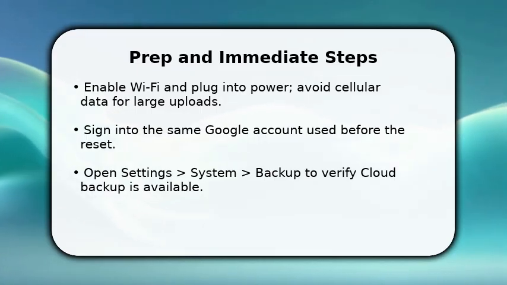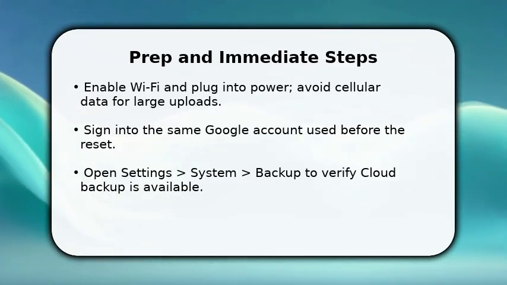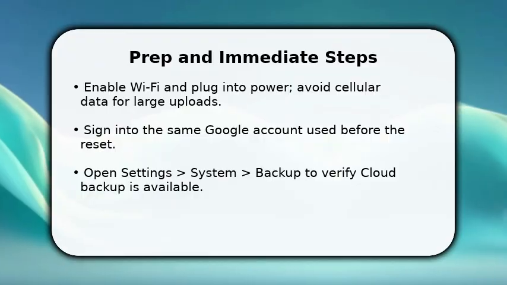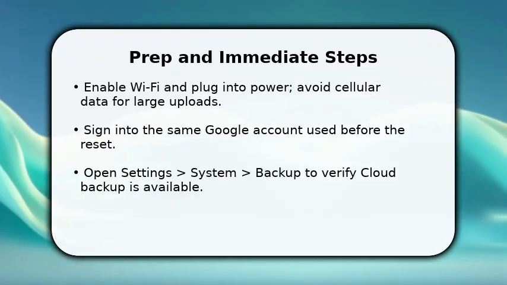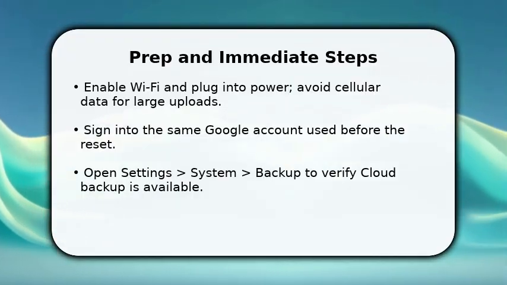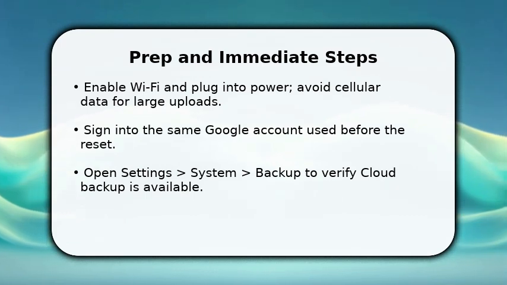Then open Settings, go to System, and tap Backup. You want to confirm Android backup is active. Once done, you'll trigger restores for contacts, app data, and device settings. This is the foundation for everything that follows.